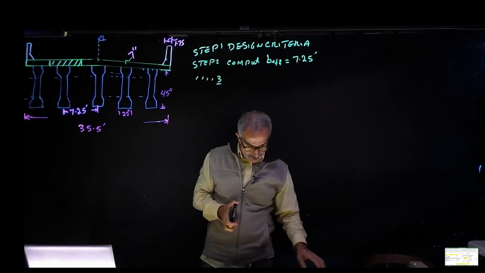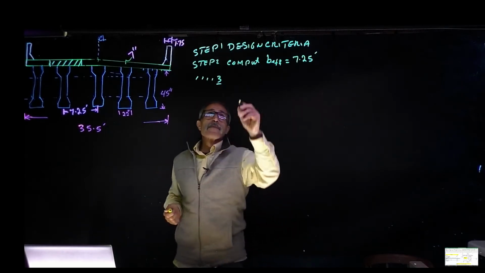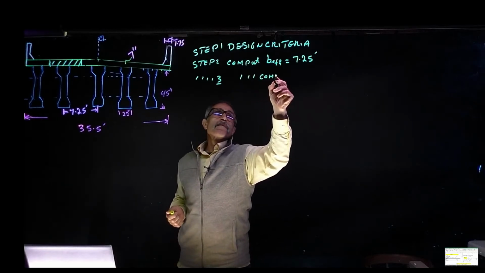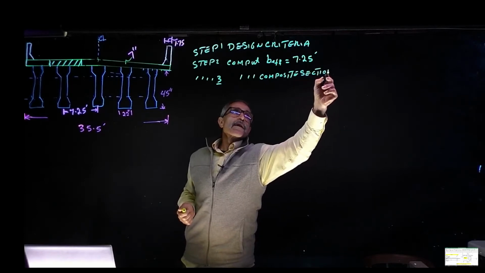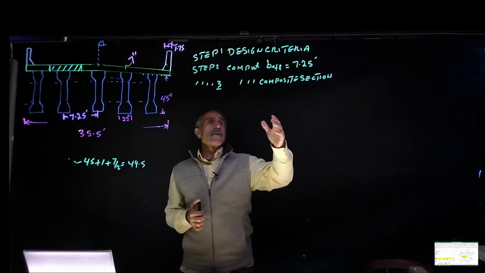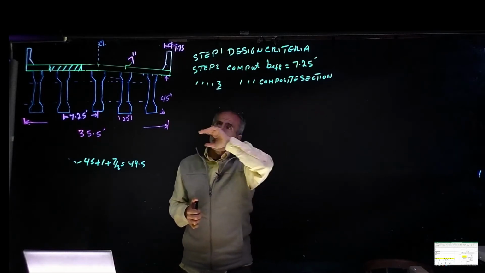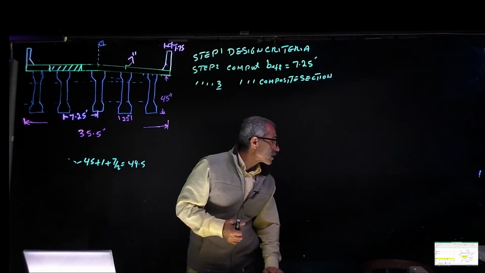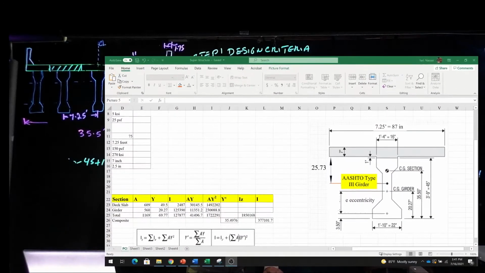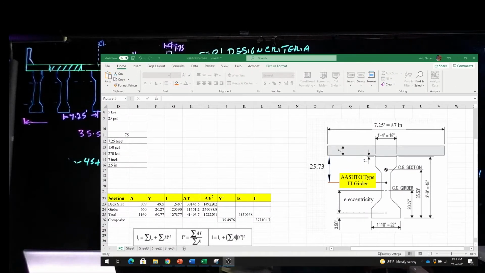Step number 3 is going to be compute the composite section. Step 3, we're going to go ahead and compute the composite section. One of the things is, let me bring this up. I can explain with my Excel sheet here. Make an Excel sheet for yourself right here and have the sections just like what I have here. And in here, we're going to have the deck slab, which is basically right here, 7 inch by 87 inch. That's my area.